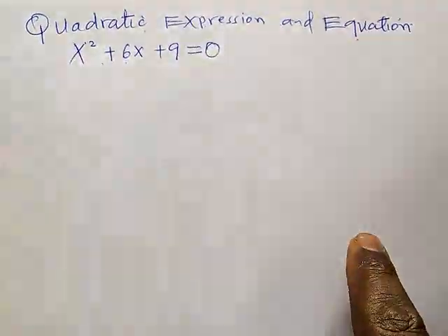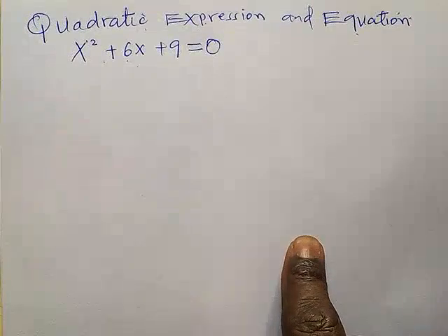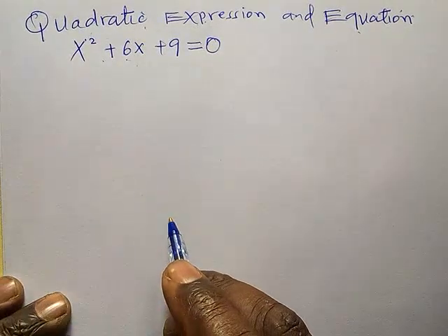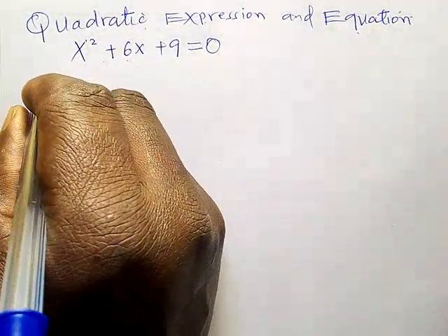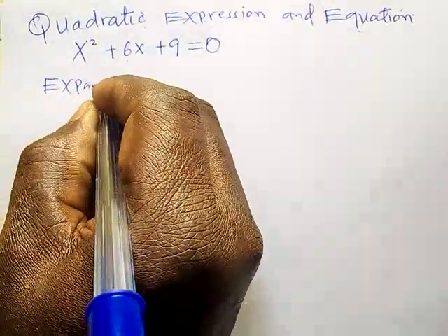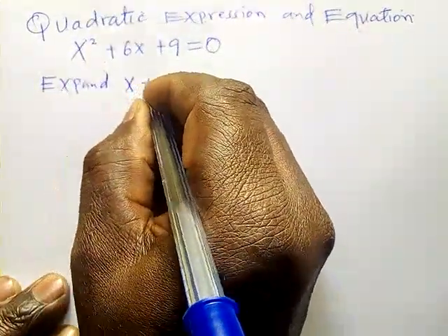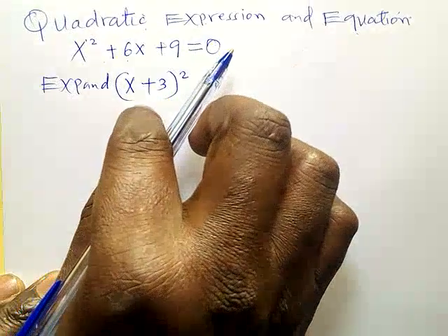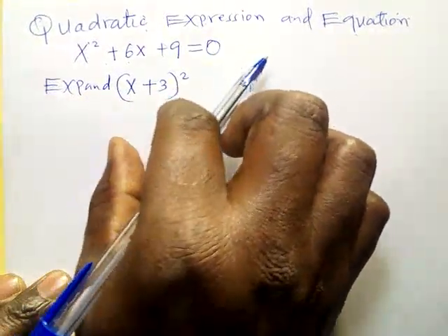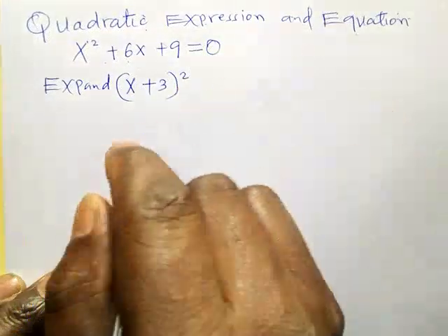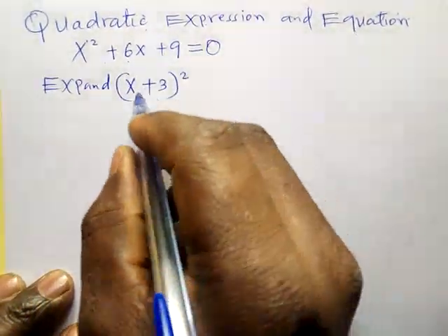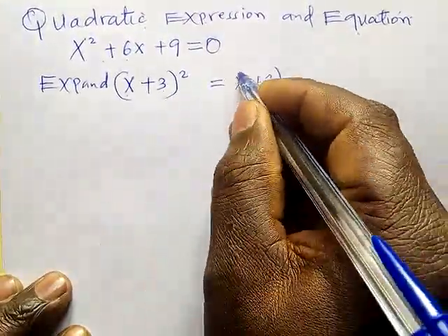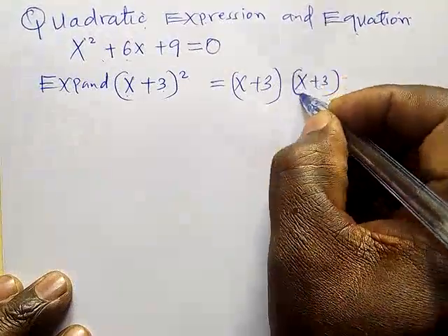I want to take you back before we go to Form 3 work. I want to take you back to Form 2 to capture some few things we need to know. If you can be told expand x plus 3 square, I want to show you how to expand x plus 3 square without opening it, without expanding it really. Just looking at it and writing the answer. So x plus 3 square simply means x plus 3 multiplied by x plus 3. That is what it means.